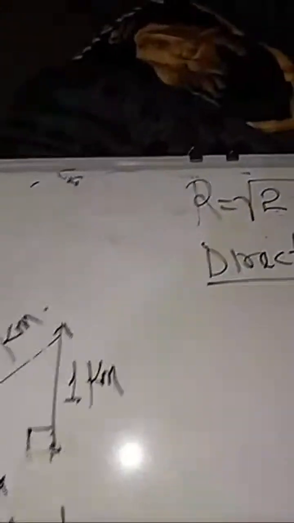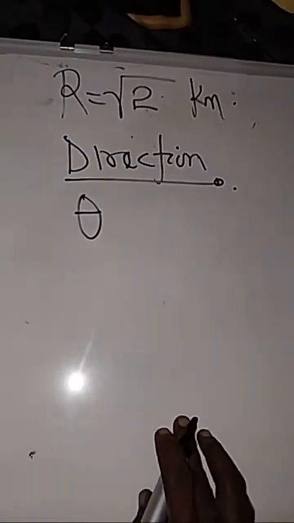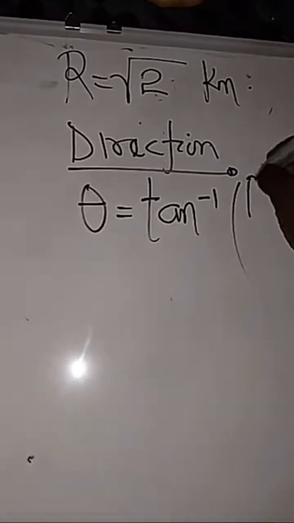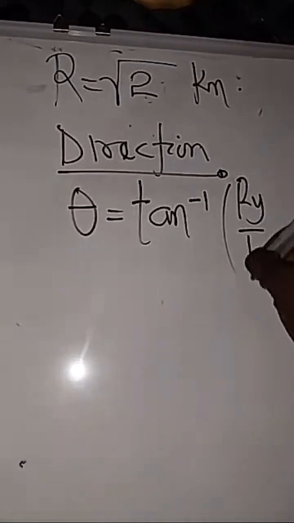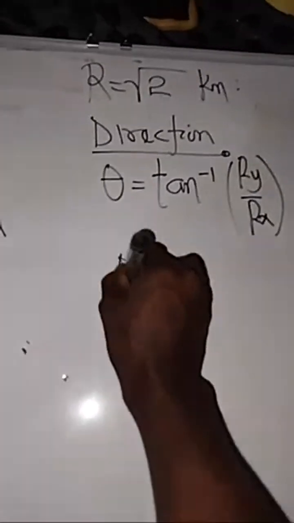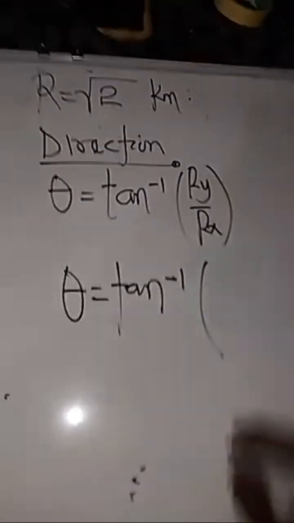Now, what is direction? Direction is represented by the symbol theta. What is the formula for theta? Theta has a formula of tan inverse of Ry upon Rx. Close your bracket, for no bracket should be left open. All right?